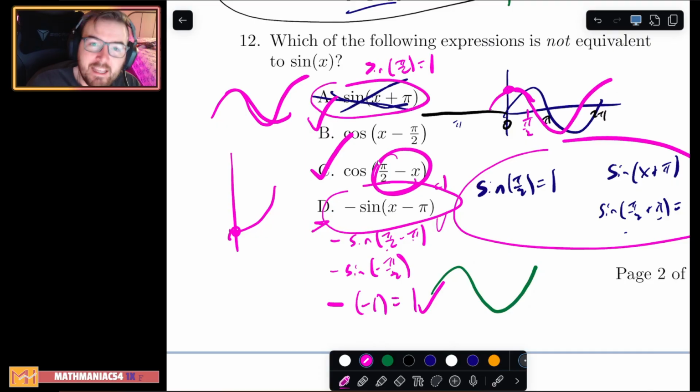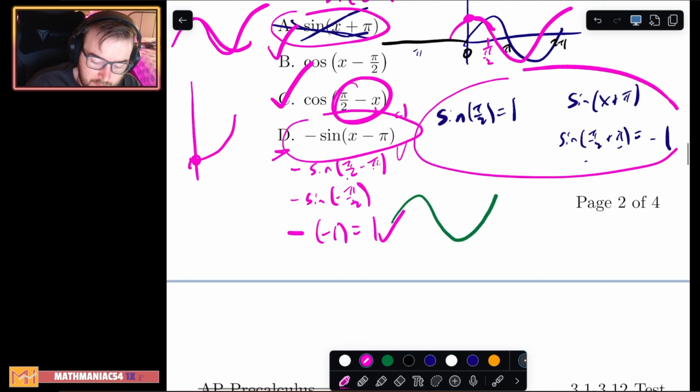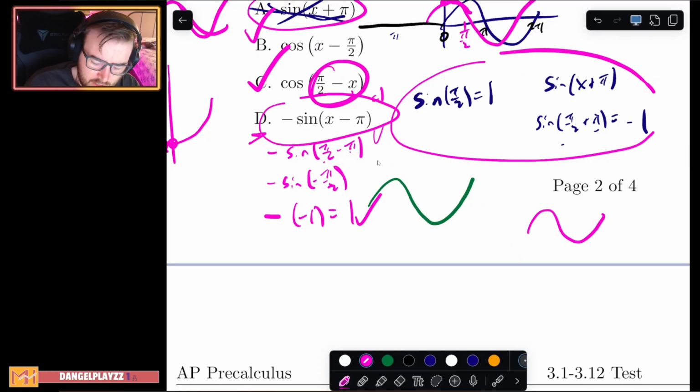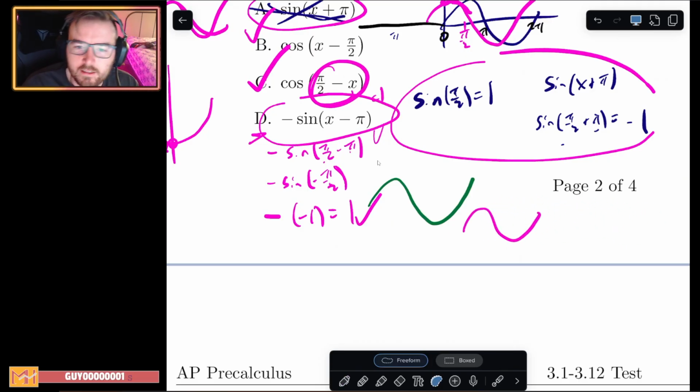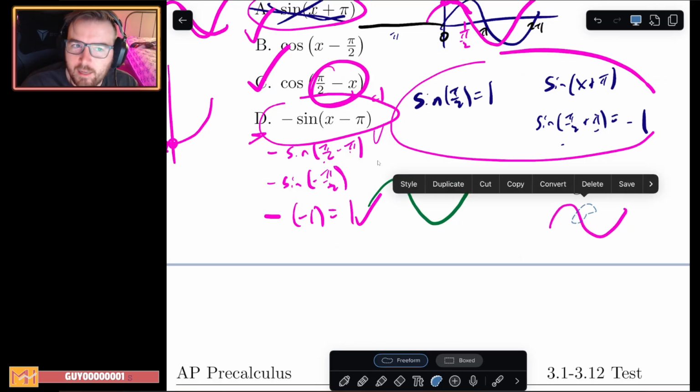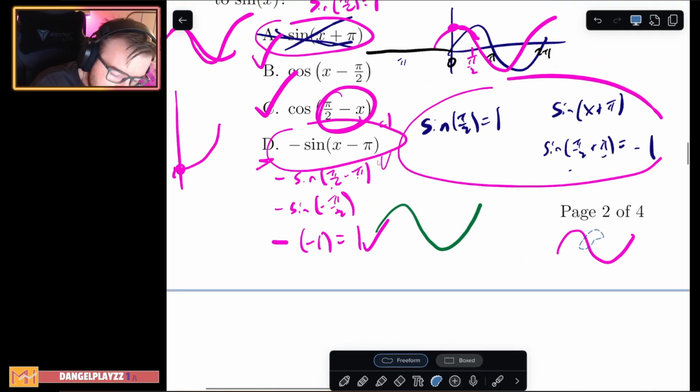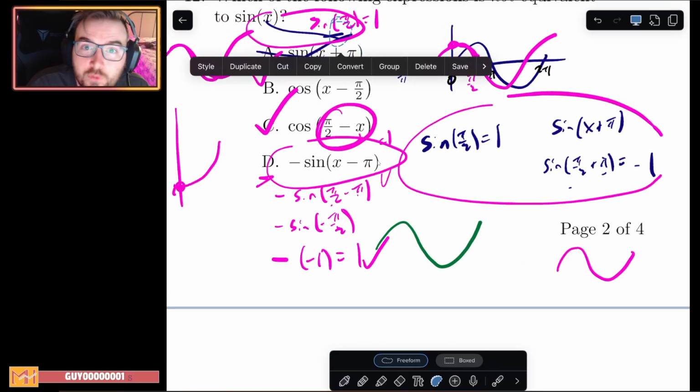But again, I did make A the right answer, anticipating that you would go, wait, if I take the sine curve and only move it left pi, that's not far enough, right? If you move it left or right the period, it's like nothing happened. But moving it left pi is only half a period. That's not far enough. If this said plus 2 pi, that would have been equivalent. If it said minus 4 pi, that would have been equivalent because it's a multiple of 2 pi. Adding pi, it's just not far enough.